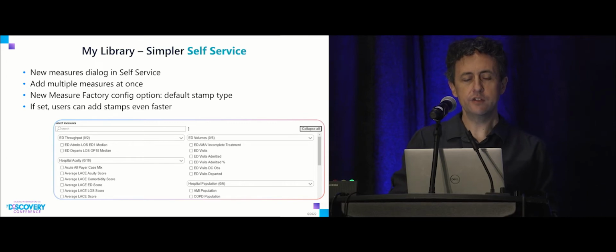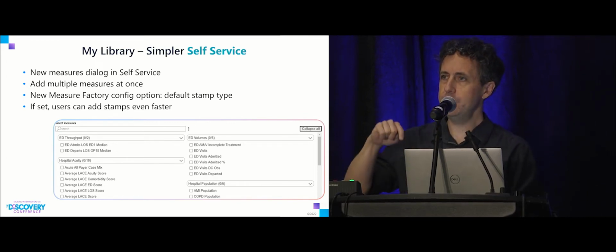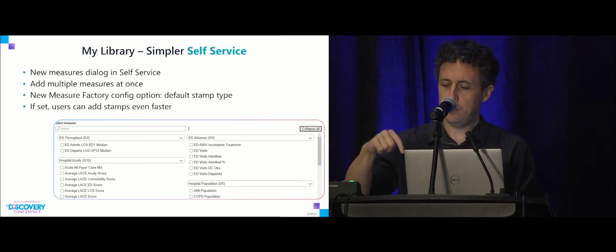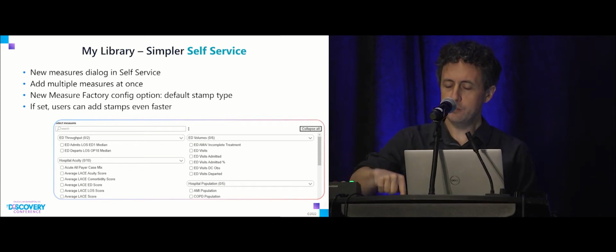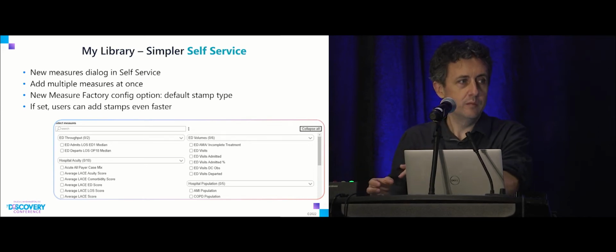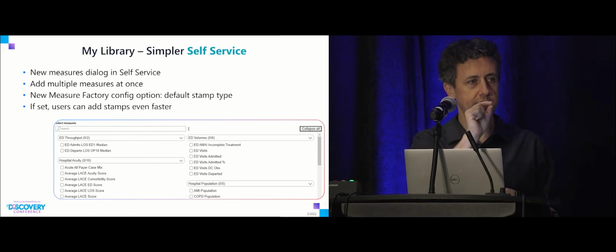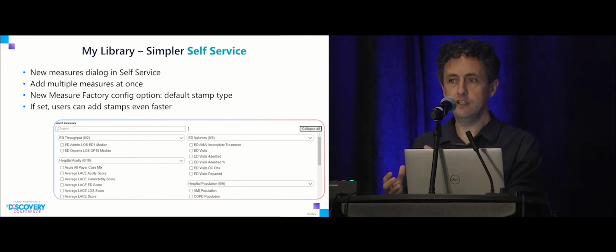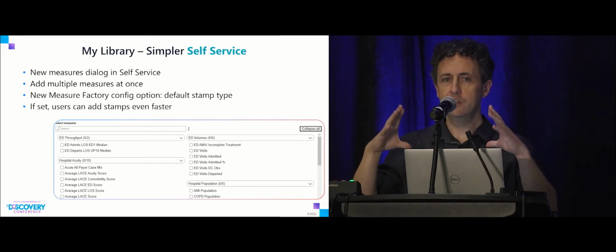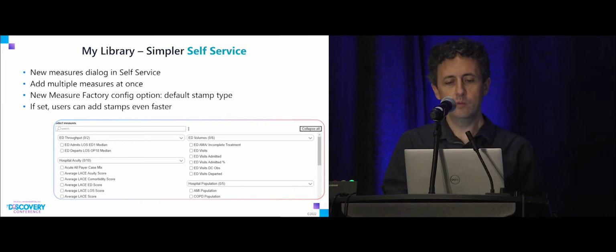There's also a feature in Measure Factory I didn't put into this demo, but basically in the factory configuration, you can say that certain measures prefer to be displayed using a certain stamp type. And if you do that, then when the user chooses them in self-service, they say, I'd like to see this measure, then it shows up with that stamp type directly. They don't have to choose from the options in the stamp display dialog, which just makes it all the easier for them to create content quicker.